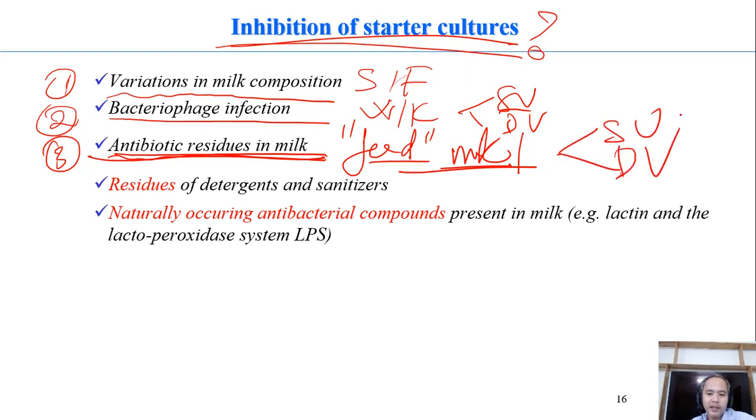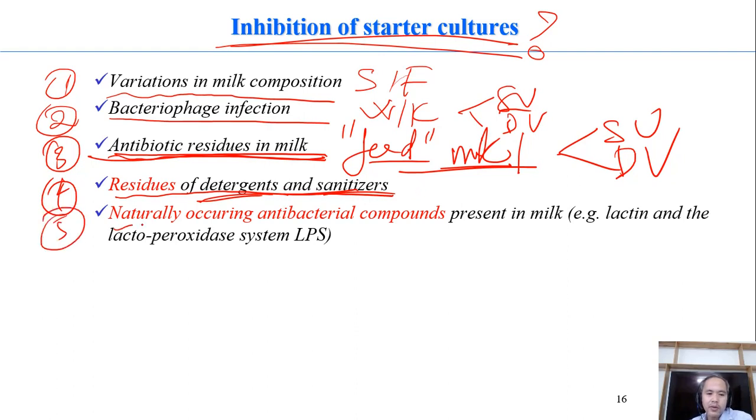The other reason can be residue of detergent and sanitizer. Sometimes you have a container, you wash the container and use detergent to wash, you use sanitizer to disinfect it, but then you don't rinse it very well, for example, and then you put milk inside, and the milk will have a certain amount of these substances and that will influence the fermentation.